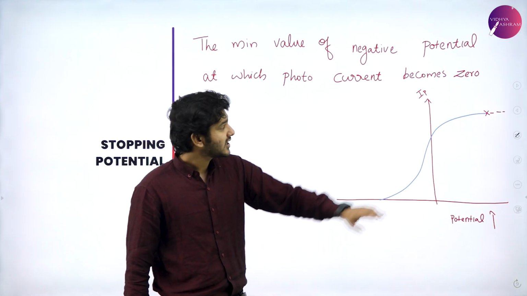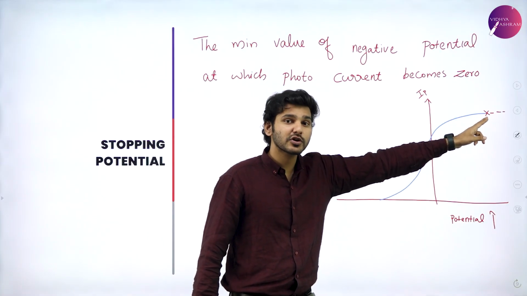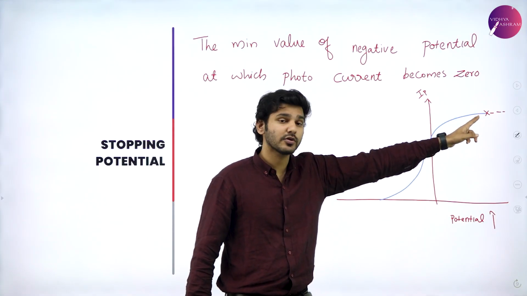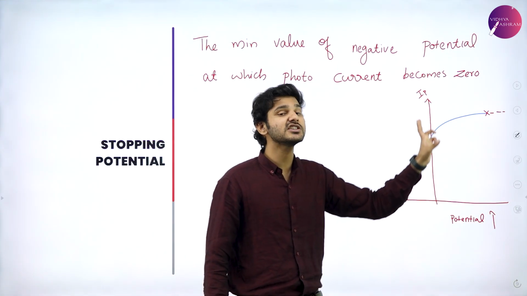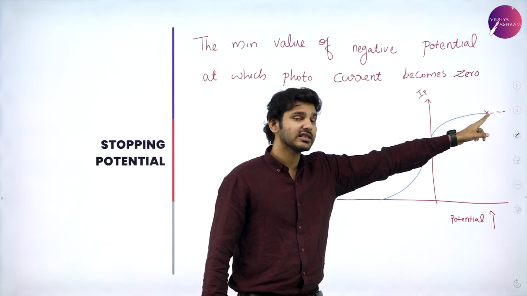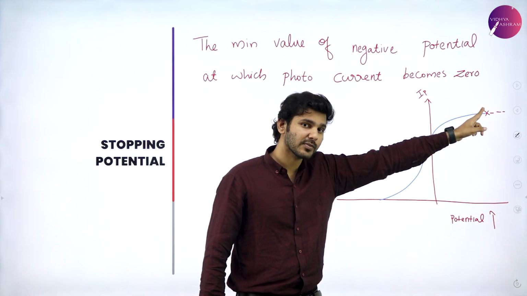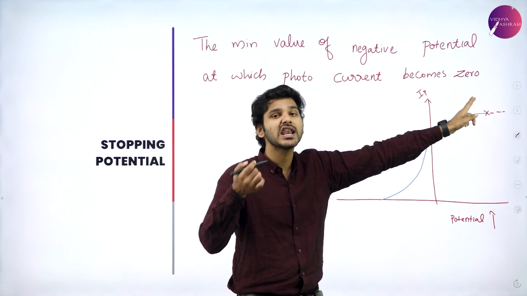So again, the point here is about stopping potential. Stopping potential means that I am applying a potential in the opposite direction, which means I am trying to stop this particular current flow. So I am applying the stopping potential, which means it is in the opposite direction, which means it is negative.